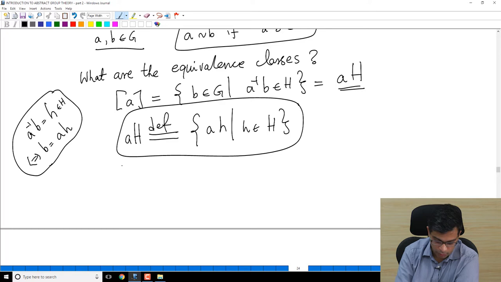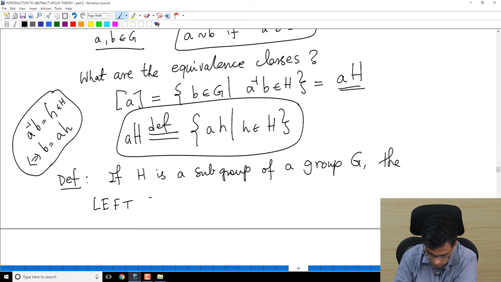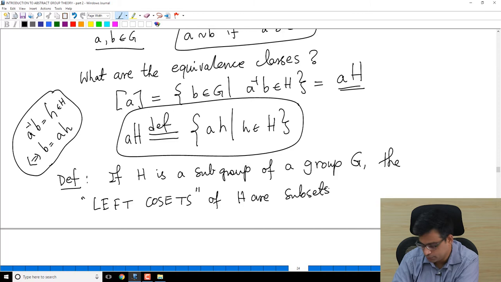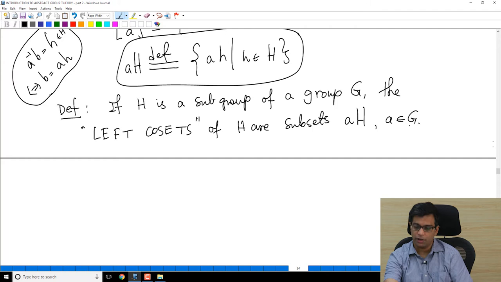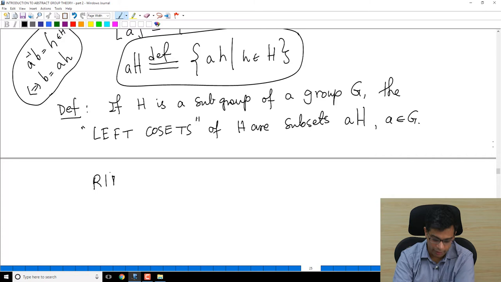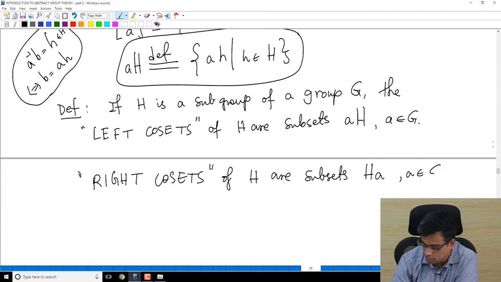And the most important definition I want to give you now is the following. If H is a subgroup of a group G, the left cosets of H are subsets AH. So left cosets are simply, you take an arbitrary element A of the group and multiply by H. Similarly, you can define right cosets. And not surprisingly, these are subsets obtained by multiplying by A on the right, HA are right cosets. So left cosets are AH, right cosets are HA.